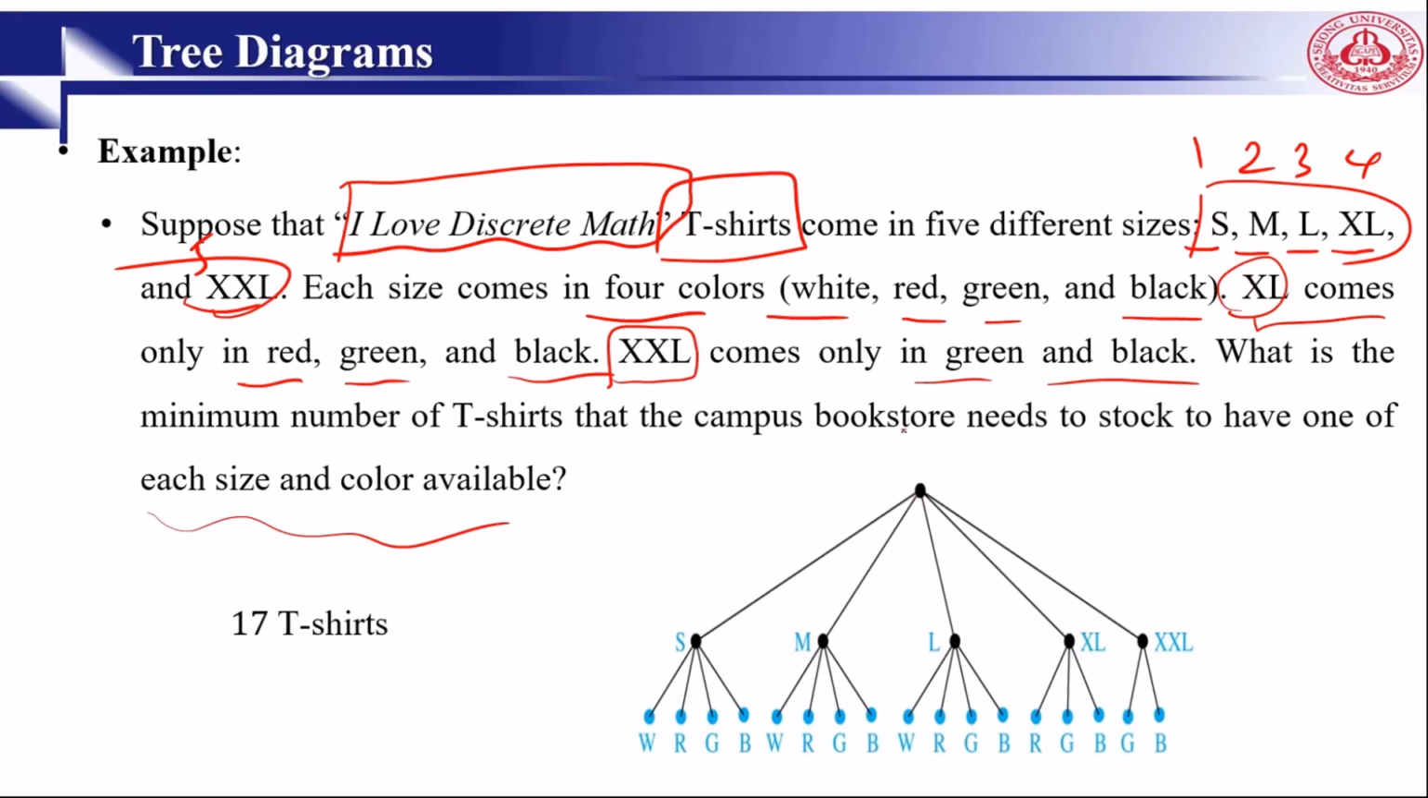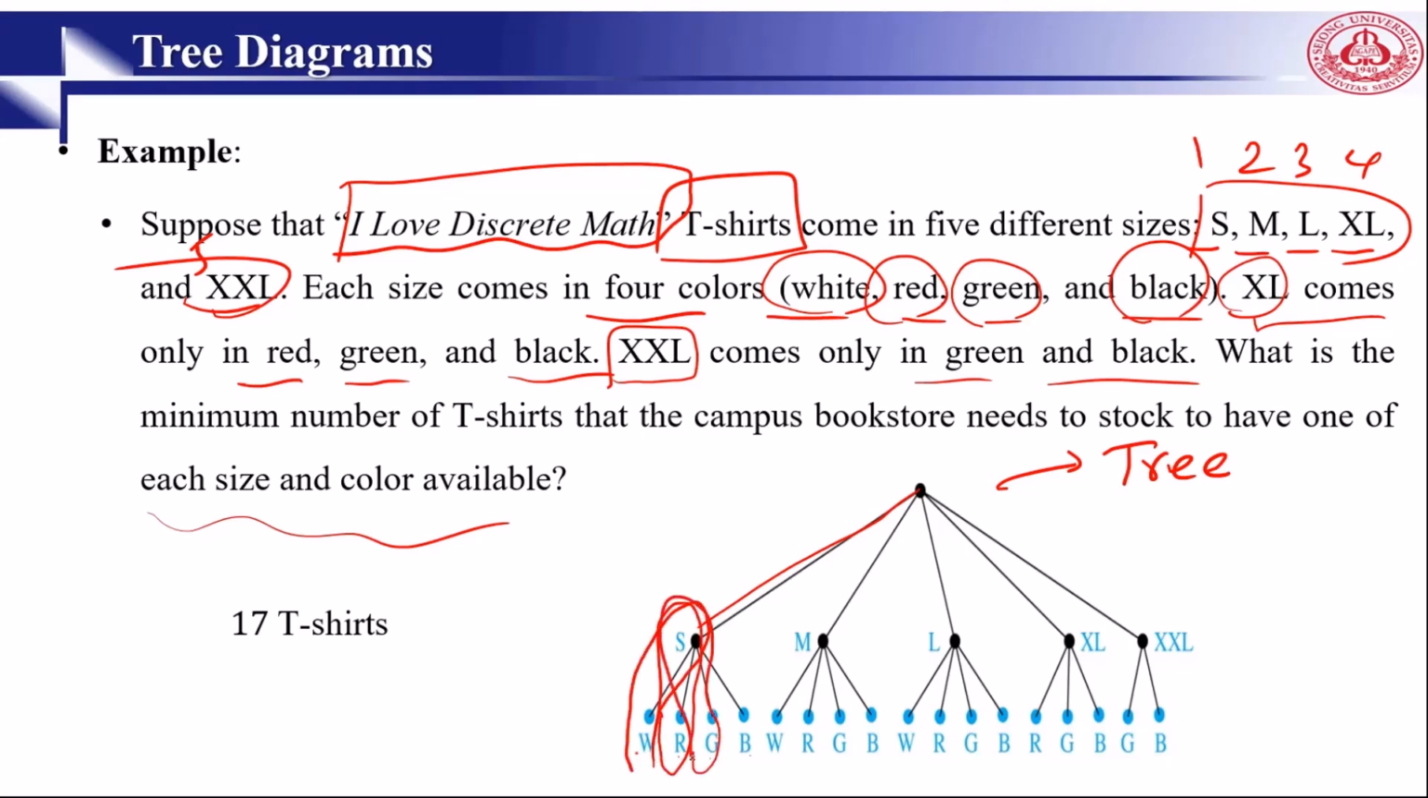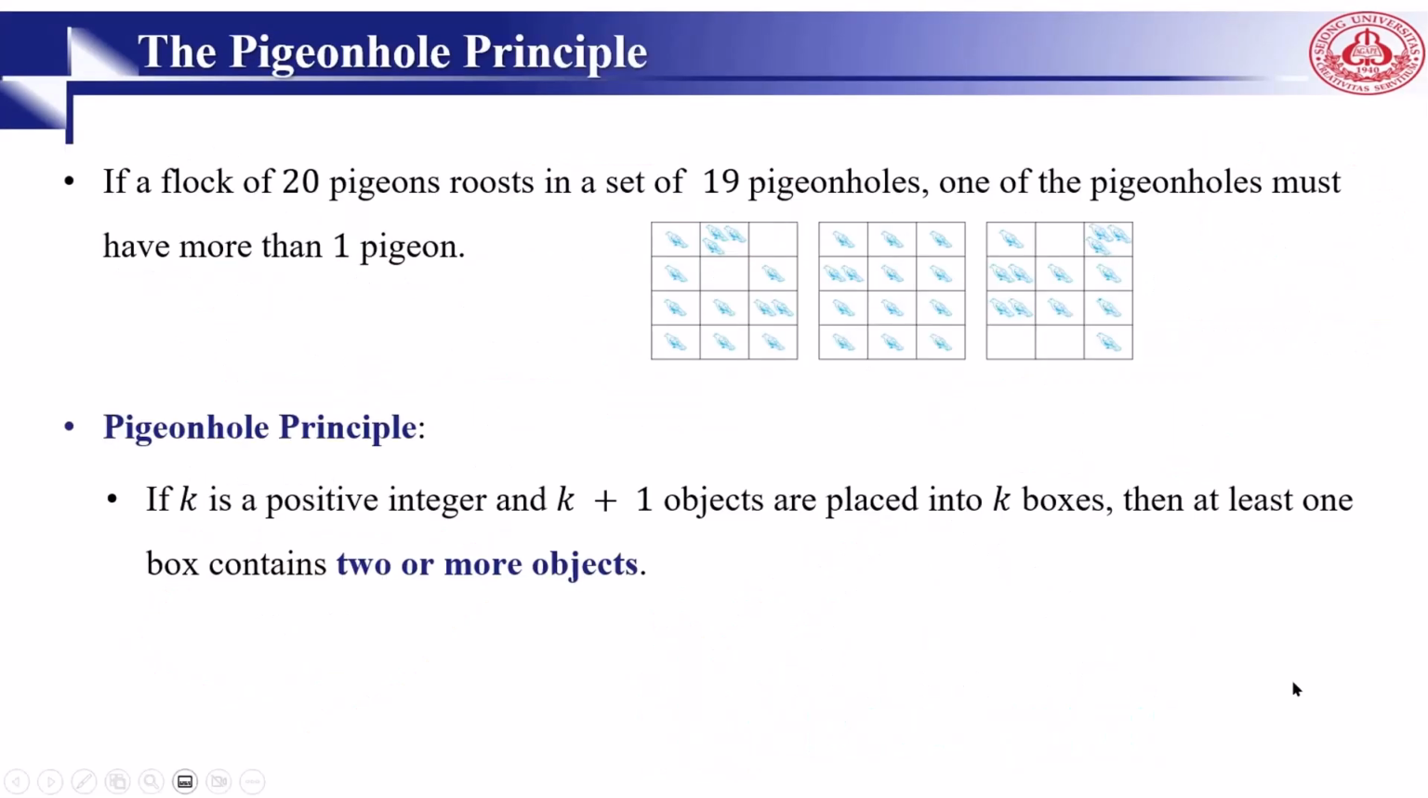So we start using a tree. This is a tree with the different sizes: small, medium, large, X large, and XXL. For small we have white, red, green, and black. This means white and small, red and small, green and small, black and small. Then medium white, medium red, medium green, medium black. Large white, large red, large green, large black. But XL has only red, green, and black, so XL red, XL green, XL black. XXL is only green and black. So just count it. How many possibilities? 17 possibilities.